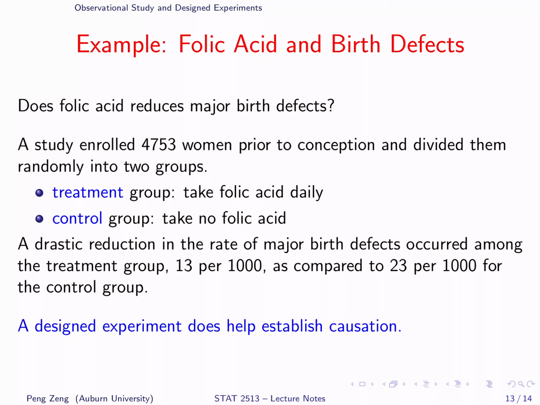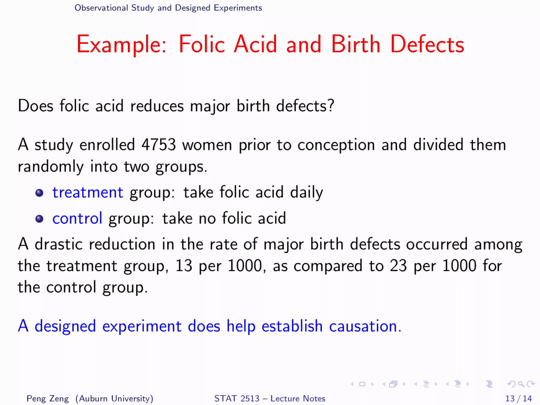Let's look at an example of designed experiments. Scientists want to know whether folic acid reduces major birth defects. A study enrolled more than 4,000 women. These women were divided randomly into two groups. One group is called the treatment group, the other group is called the control group.